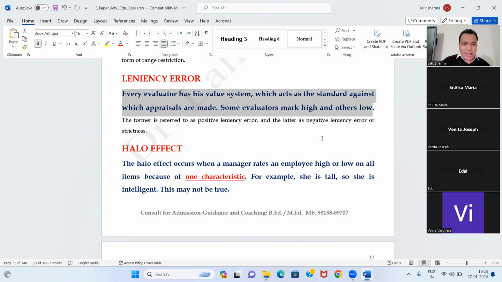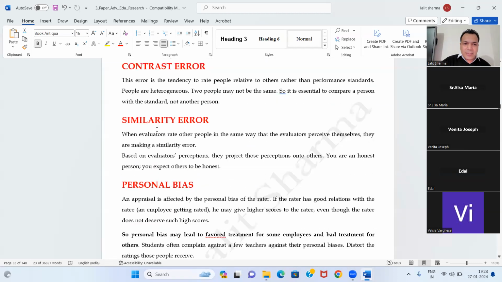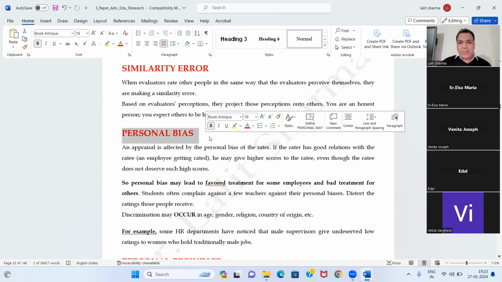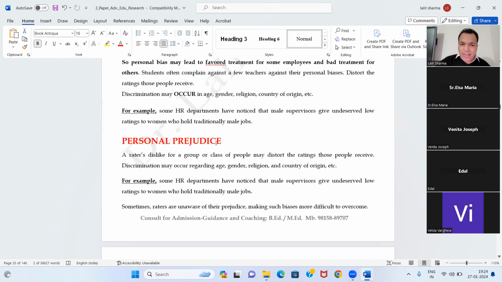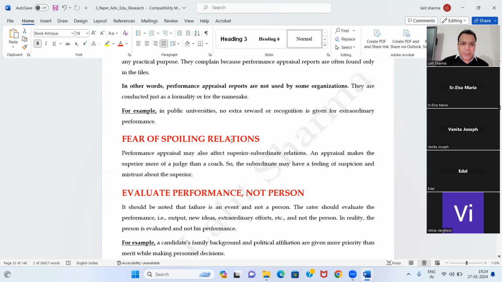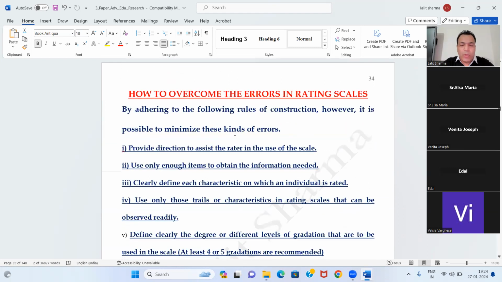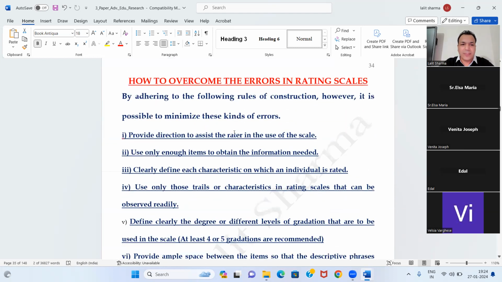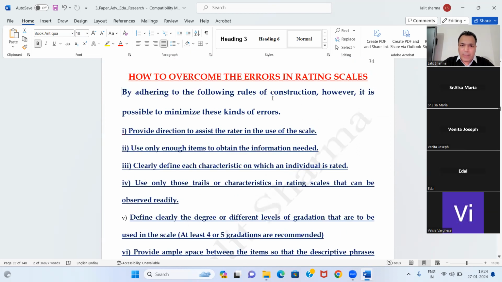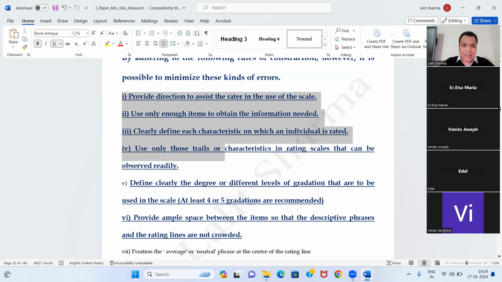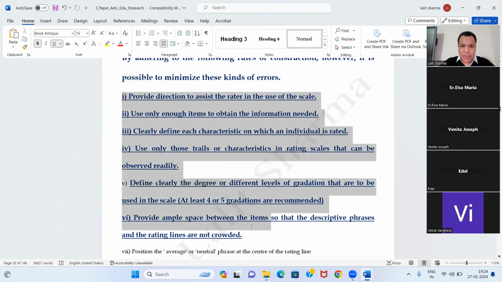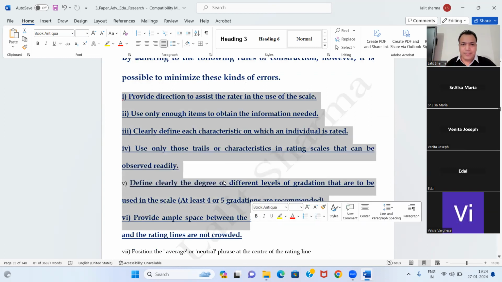Halo effect, you know that, है ना? Halo effect. Contrast error, similarity error, personal bias, sometimes personal biasness हो जाती है, personal prejudice हो जाती है. तो ये सारे के सारे हो गए आपके एरर्स. अब नाउ हाउ टू रिमूव ओवरकम द एरर्स इन द रेटिंग स्केल्स. तो गाइस क्या होता है, बाय एडहेरिंग टू द फॉलोइंग रूल्स ऑफ कंस्ट्रक्शन, हाउएवर इट इज पॉसिबल टू मिनिमाइज दीज काइंड्स ऑफ एरर, बट these are some of the 6 or 7 points, okay, which can reduce errors.